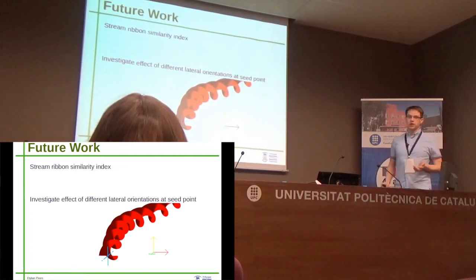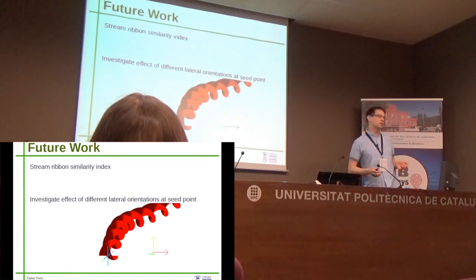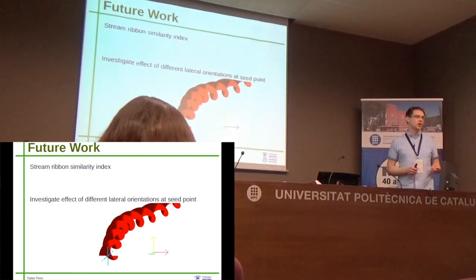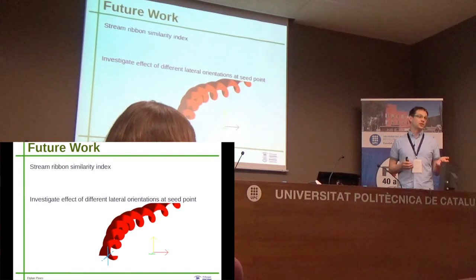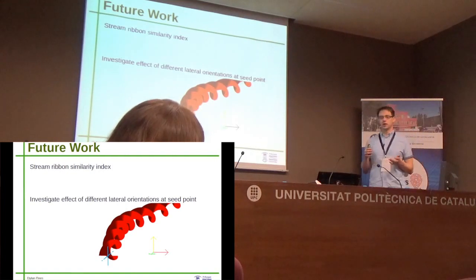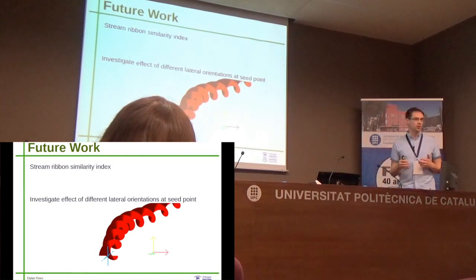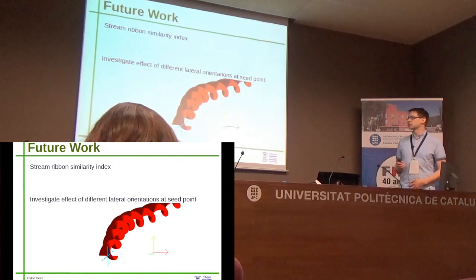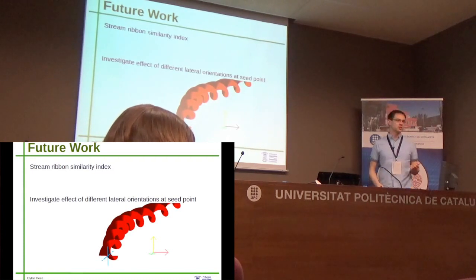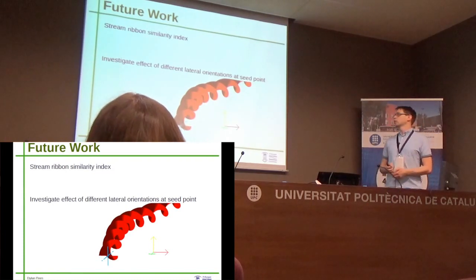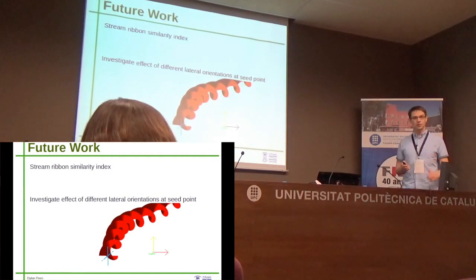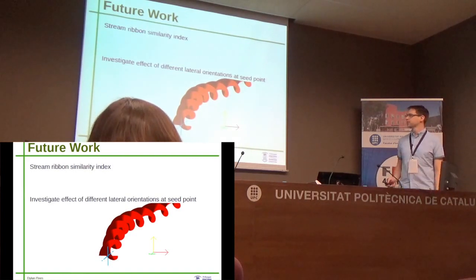So we would like to continue by producing a stream ribbon similarity index. So something similar already exists for streamlines, where the aim is to remove lines which just repeat the same data. So we want to display the flow in the minimal number of lines, or in this case ribbons. We'd also like to then investigate the effect of different lateral orientations of the C point of the ribbon. At the moment, we just orientate next to the major grid axis, and we would like to experiment with this to see what difference this makes.